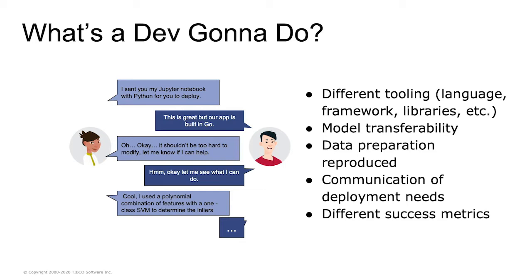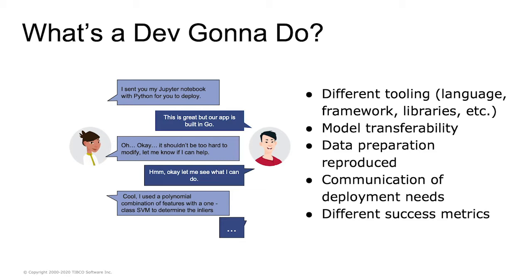Or if they work a little more closely together, you can still have problems as well because they use different toolings, and model transferability creates extra problems. The developer has to reproduce the data preparations and the post processing. Communication of needs is different, and even their success metrics are different.